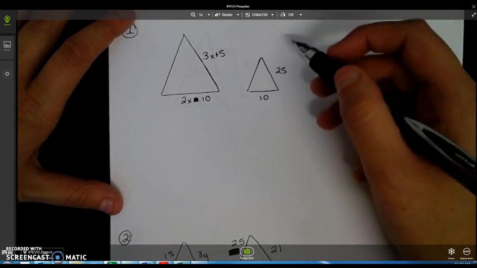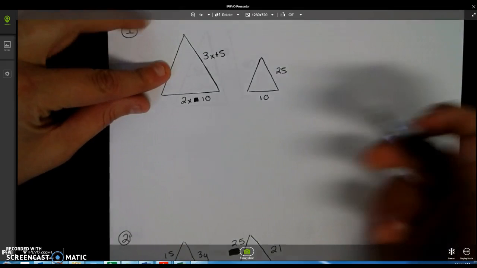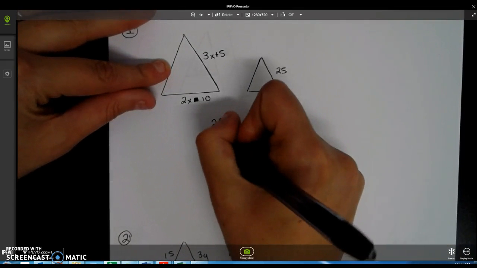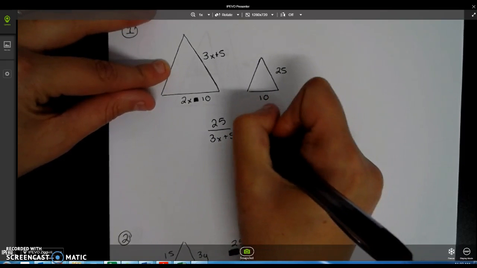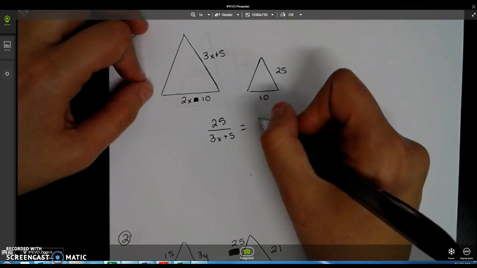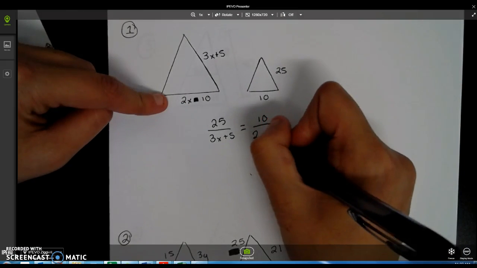So I'm going to have 25 on this side, right? And that compares to the 3x plus 5. So let's write that. When I compare, I write as a fraction. That'll be equal to my next comparison. Put the same triangle on top. That makes 10 on top. And same triangle on bottom.